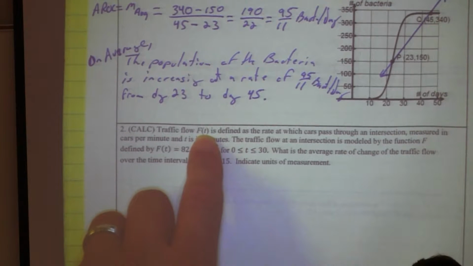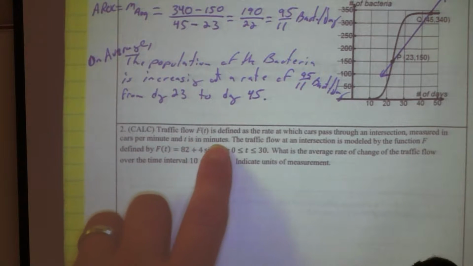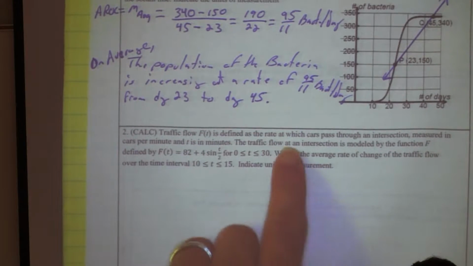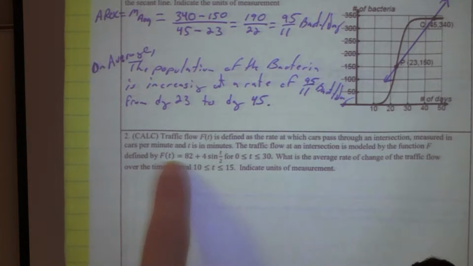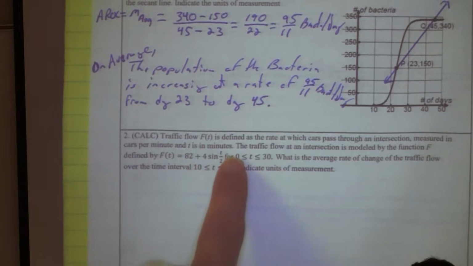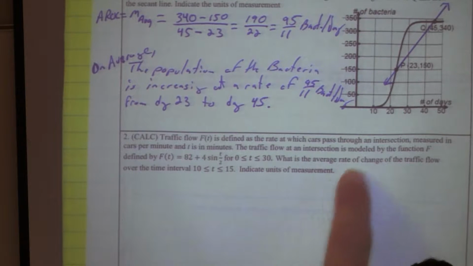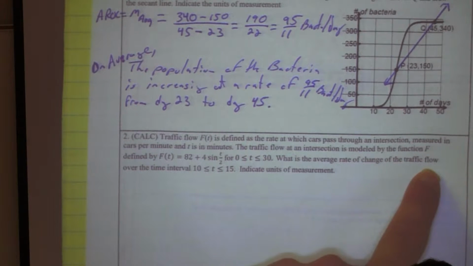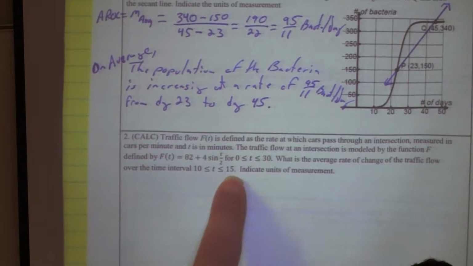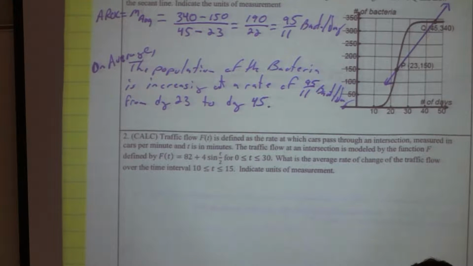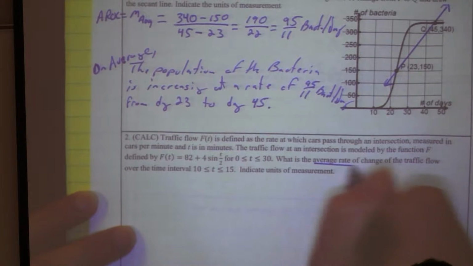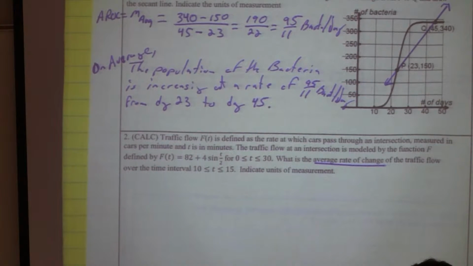Do you understand? And it said t is in what? Minutes. The traffic flow at an intersection is modeled by this function. So this is already some rate for 0 to 30 minutes. What is the average rate of change of the traffic flow over the time interval 10 to 15? Okay, so again, we're looking for the average rate of change. So what do I need for that? 2 points. Do I have the 2 points? Yeah. 10 something and 15 something.